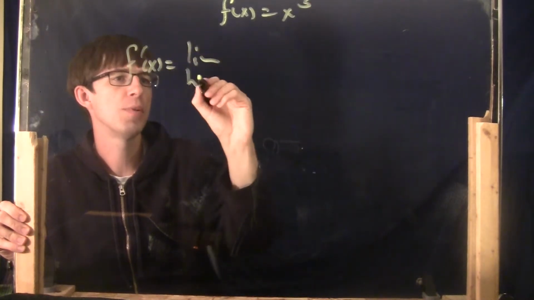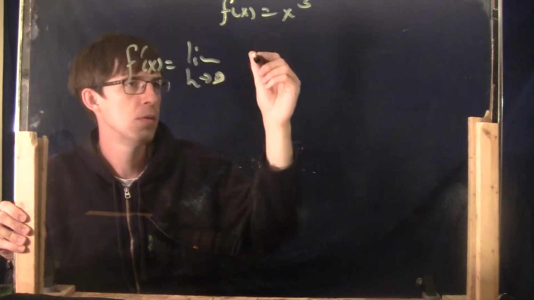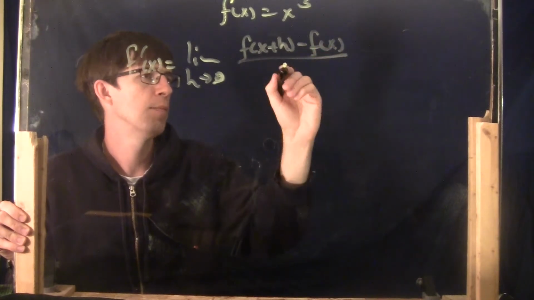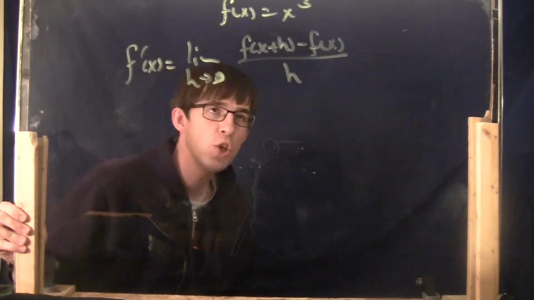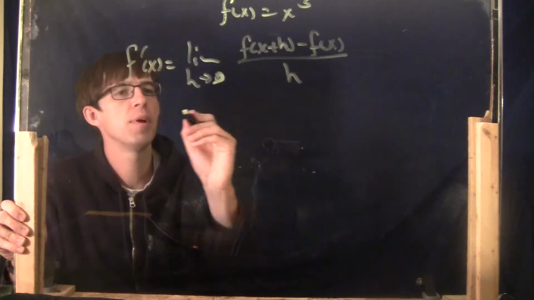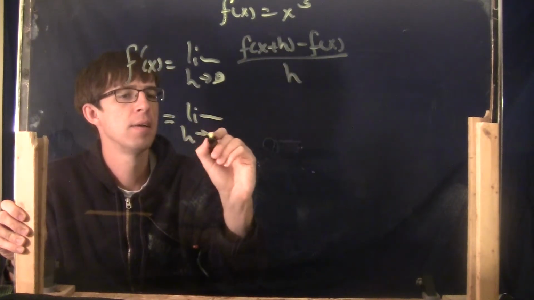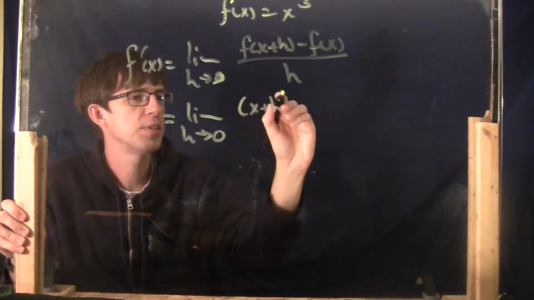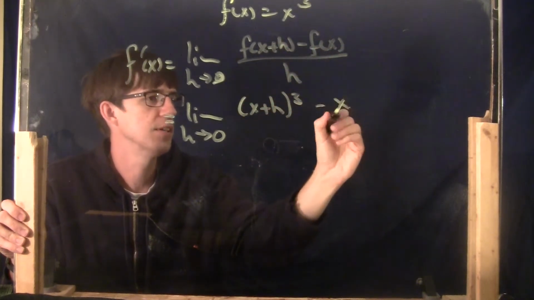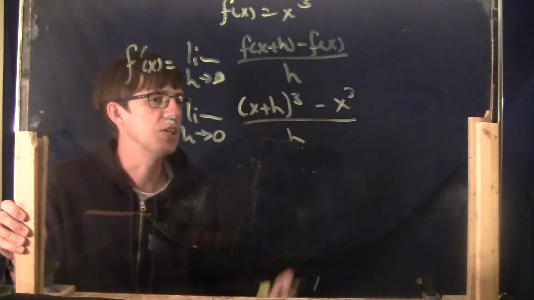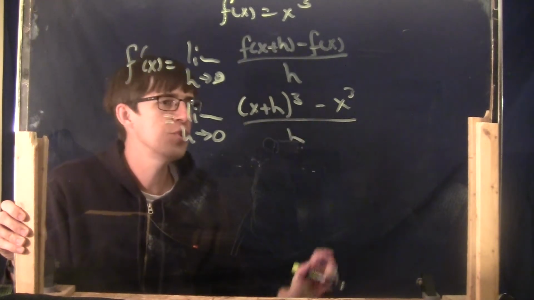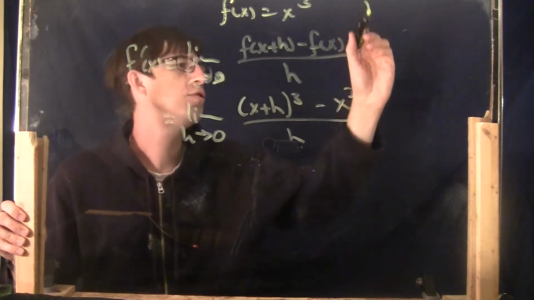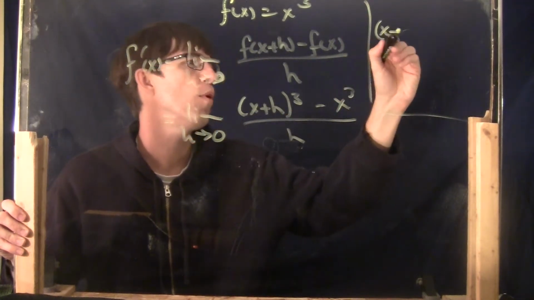As always, we start with the limit as h goes to 0 of f of x plus h minus f of x, divided by h. Okay, x cubed is my function, so when I plug in here, I get f of x plus h. You replace x by x plus h, and it becomes x plus h cubed minus f of x, which is x cubed, divided by h. Now, unfortunately, you have to expand this thing, x plus h, the whole thing cubed. You have to do a triple FOIL thing.